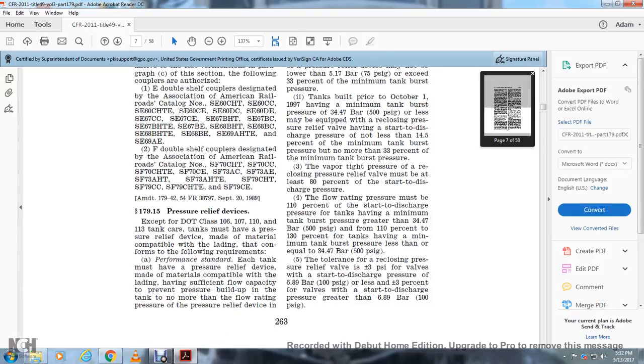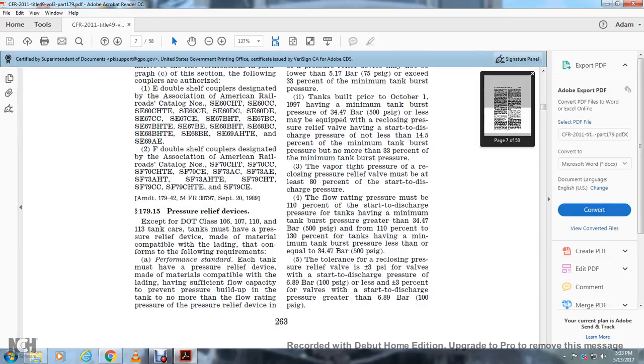The vapor tight pressure for the reclosing of the pressure relief valve must be at least 80% of the start to discharge pressure. The flow rating pressure must be 110% of the start to discharge pressure for tanks having a minimum tank burst pressure greater than 34.47 bar or 500 psig, or gauge, and from 110 to 130% for tanks having a minimum tank burst pressure less than or equal to 34.47 or 500 pounds per square inch gauge.